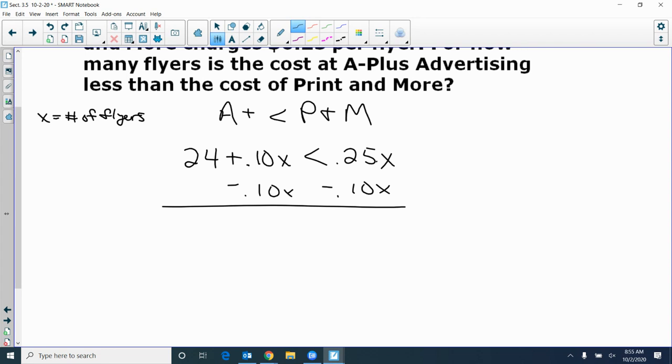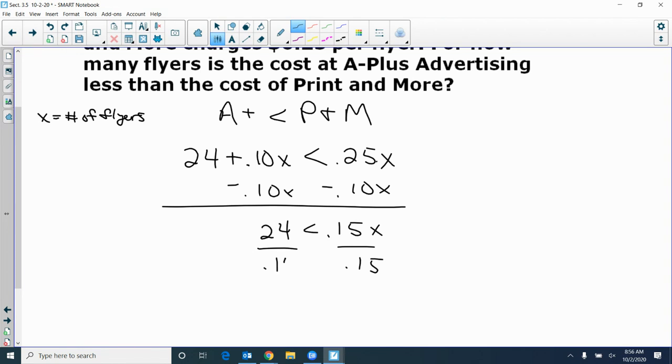And 24 is less than 0.05x. 0.05? 0.15x. All right, so 24 is less than 0.15x. What do I want to do from here? Grant. Oh, hold on, sorry. Divide 24 by 0.15. All right, Joe, let me know what you get when you divide by 0.15.